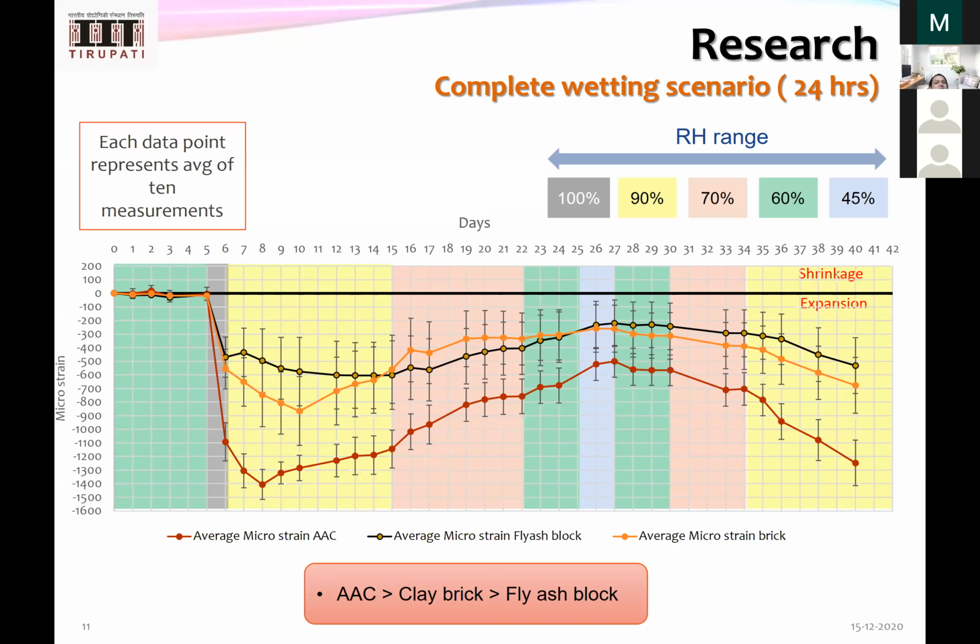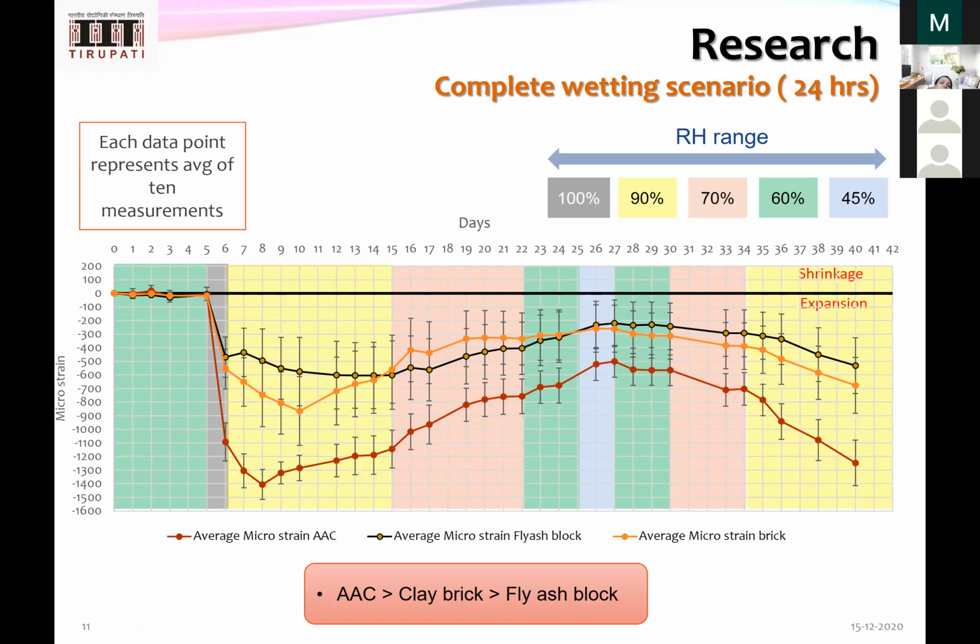But there is a slight trend change between the relative humidities. Sometimes clay brick is coming to a higher microstrain compared to fly ash brick, but more or less clay brick and fly ash brick are performing in a uniform pattern. When it comes to the AAC block, the variation is at least double that of clay or fly ash brick. So very high strain or very high expansion is possible in the AAC block. And the reasons are very obvious because we have a porous material, and because of the porosity, a lot of water will get absorbed and we'll have capillary pressures inside. It'll create expansion in it.